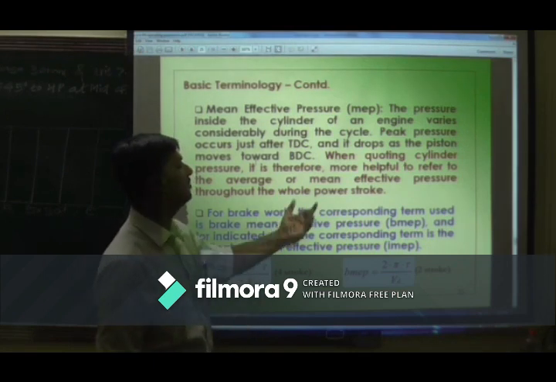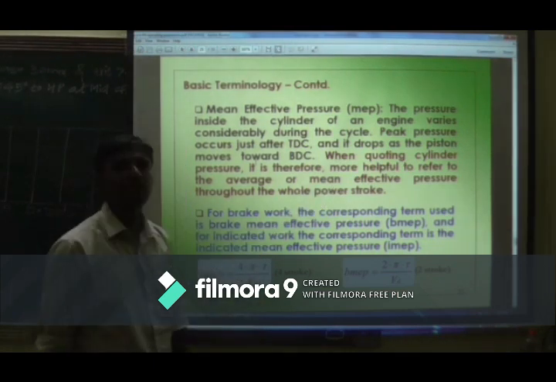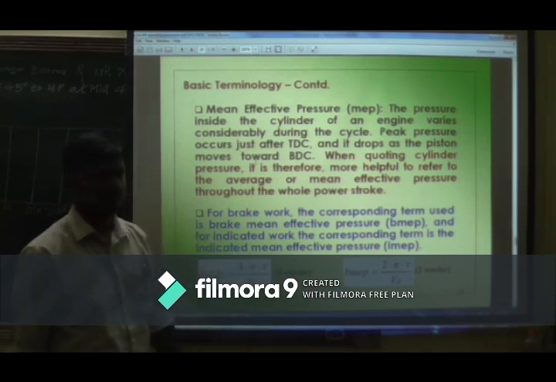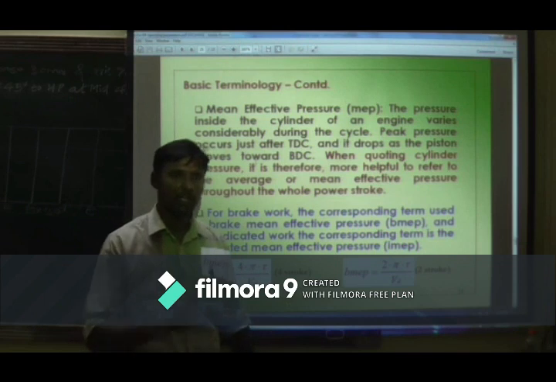That average value is nothing but mean effective pressure. How to calculate this brake mean effective pressure? The formula is given here. We are not using this formula. I will tell you the formula.